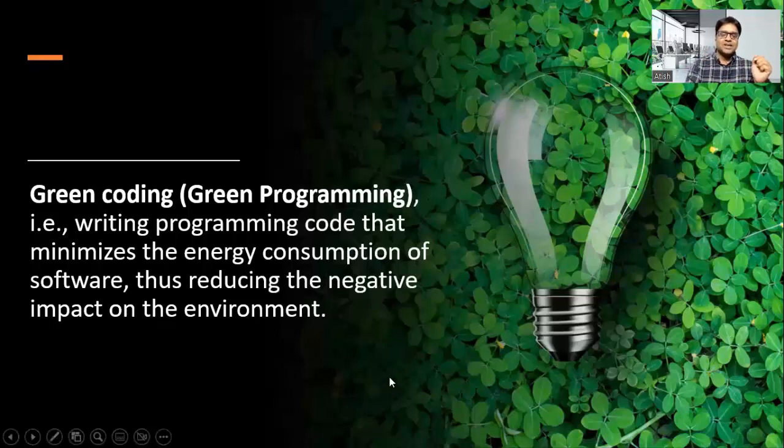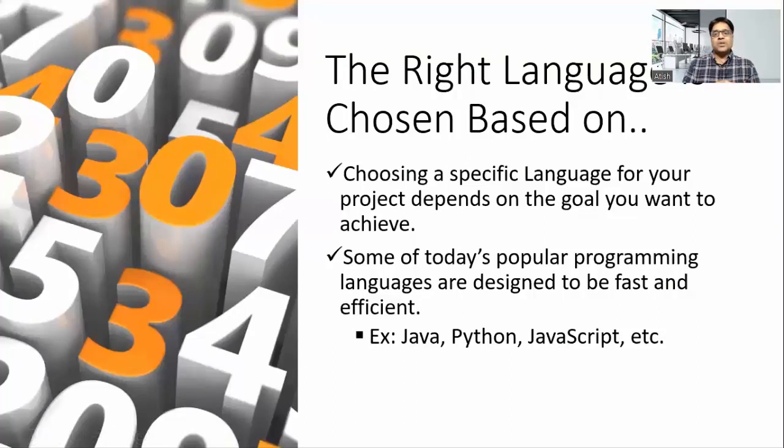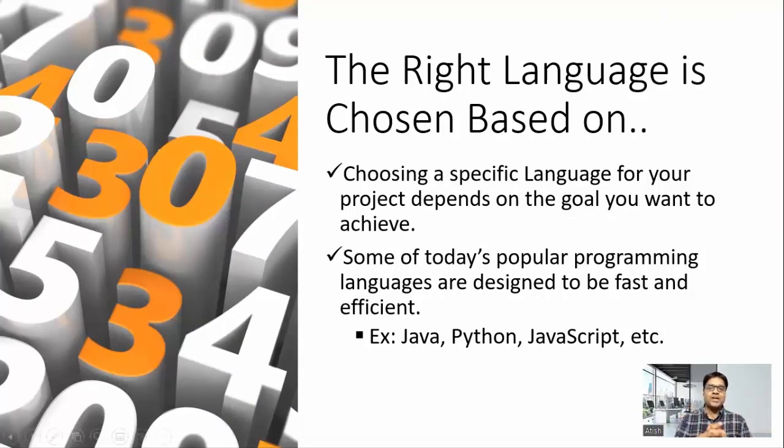Let's try to understand this in more detail, starting with how to choose a programming language for developing a project. Choosing a specific language for your project depends upon the goal you want to achieve. We cannot suggest the C programming language for every requirement, we cannot suggest HTML, CSS for every requirement, and we cannot suggest Java for every requirement. So choosing the right programming language depends upon the goal you want to achieve.